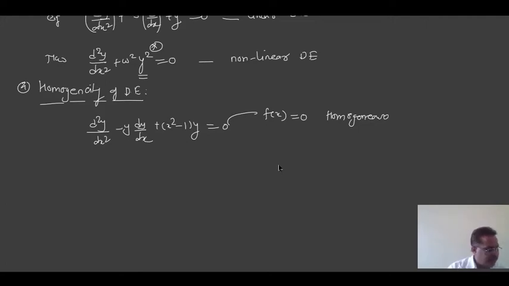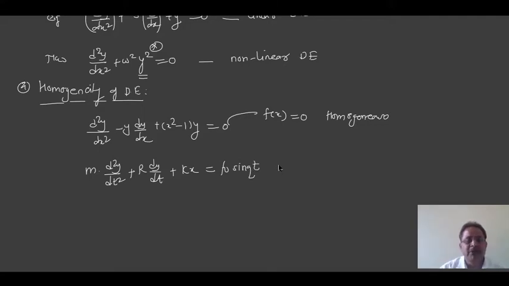Whereas if I am writing another equation, this is again a very familiar equation to us. It is m d square y upon dt square plus r dy by dt plus kx is equal to f0 sin qt. Now remember here, the dependent variable is y, and the independent variable is t. So y is a function of t. On the right hand side, I have a function which is not dependent upon y, and this time it is non-zero. So whenever such an equation comes across, it is going to be non-homogeneous.